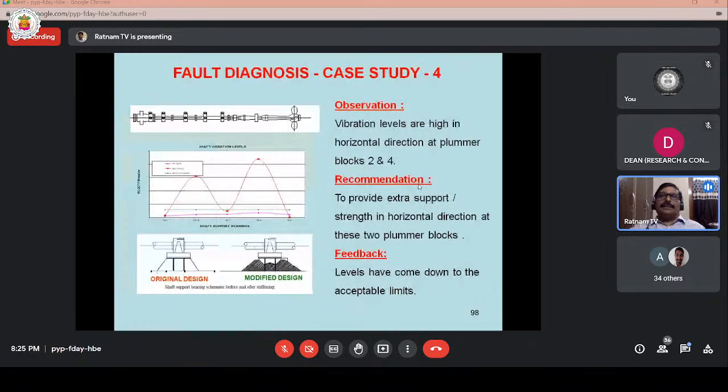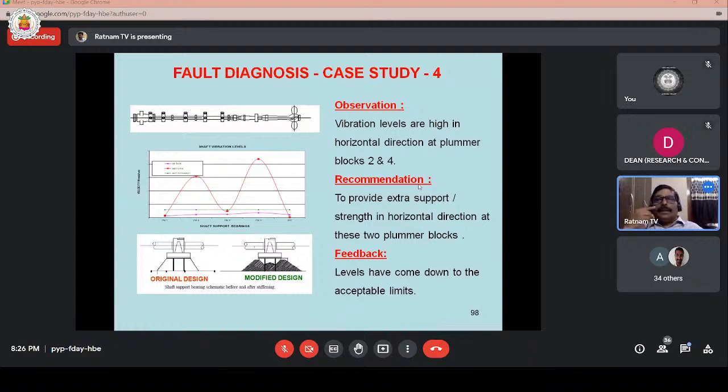This is another case study of a typical marine shafting problem, shafting vibration levels. This shaft is supported at four plumber blocks, plumber block 1, 2, 3, 4, and we have measured at all four locations. Only overall vibration levels are measured in this case. No FFT spectrum is taken. Overall vibration levels are in velocity, mm per second.